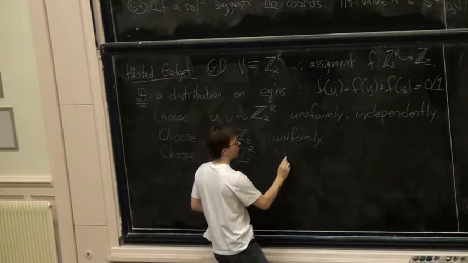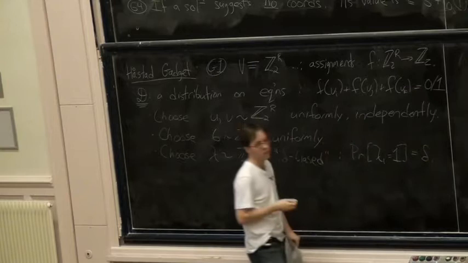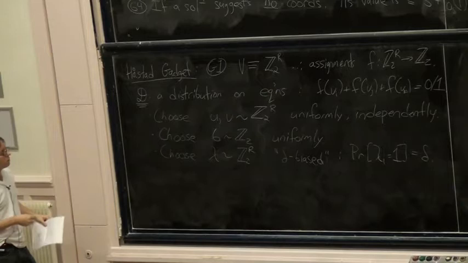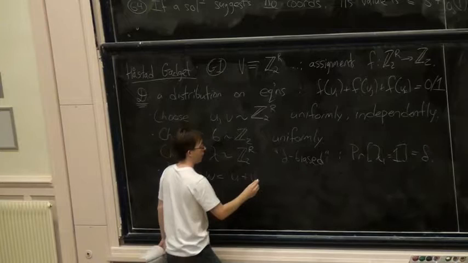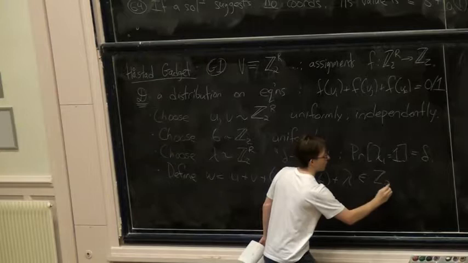And what does that mean? It just means that for each coordinate, the probability that lambda_i equals 1 is delta. It equals 0 with probability 1 minus delta, and this is independent for all the coordinates. So lambda will tend to have about delta times r ones and 1 minus delta times r zeros. And then D will define w to be u plus v plus the vector b, b, b, plus lambda. This is all in the group Z_2^r.